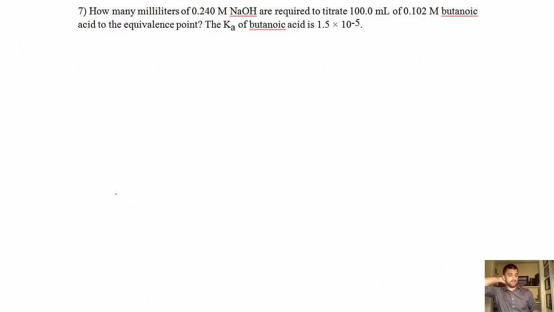7. How many milliliters of 0.24 molar NaOH are required to titrate 100 milliliters of 0.012 molar butanoic acid to the equivalence point?